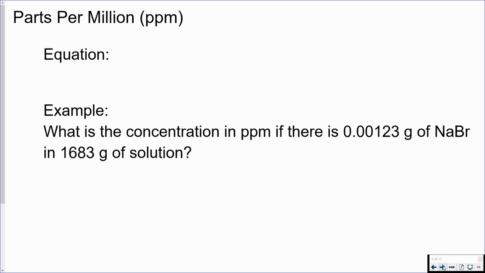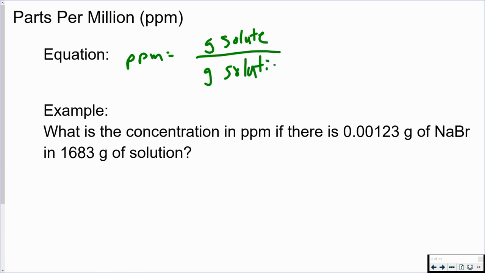The next one today is parts per million. Now, with parts per million, it is a lowercase p, a lowercase p, and a lowercase m. This is very similar to percentage concentration in the fact that it's grams of solute divided by grams of solution. The only difference is now instead of multiplying by 100, you're multiplying by a million, 10 to the 6.